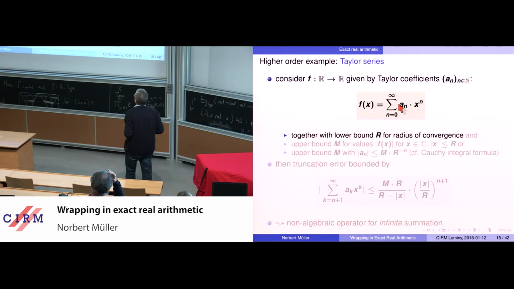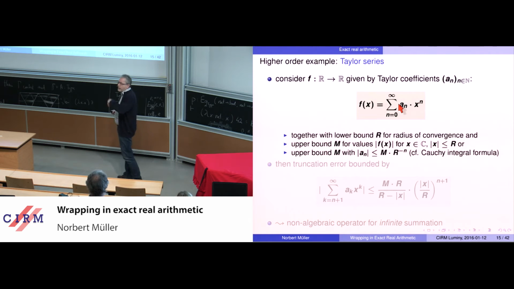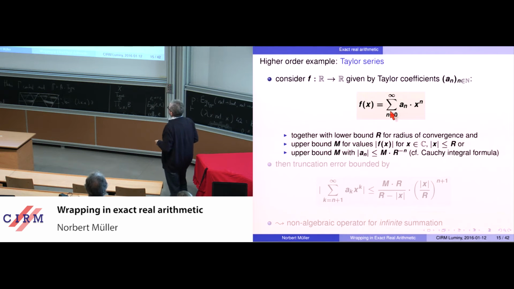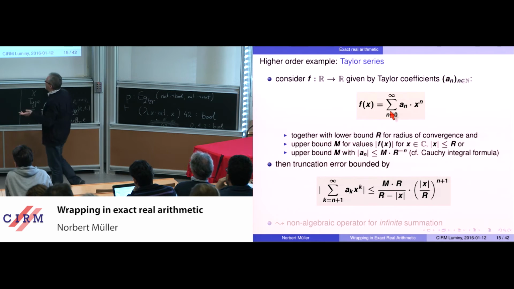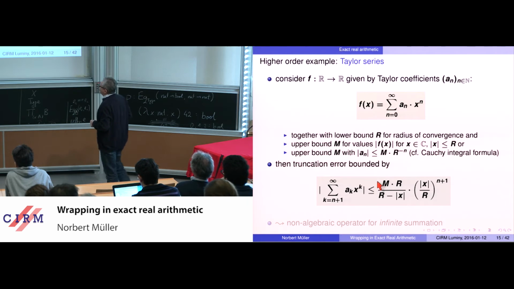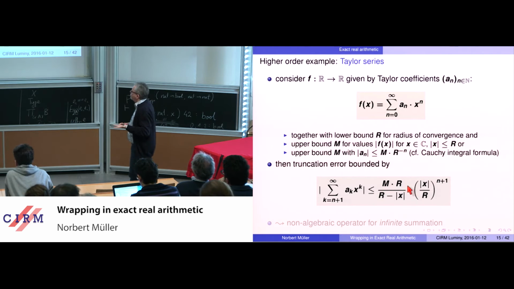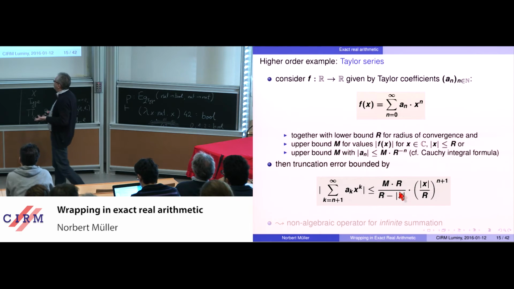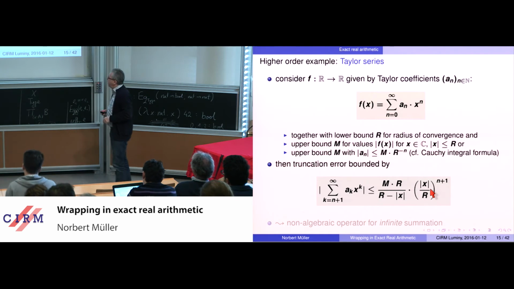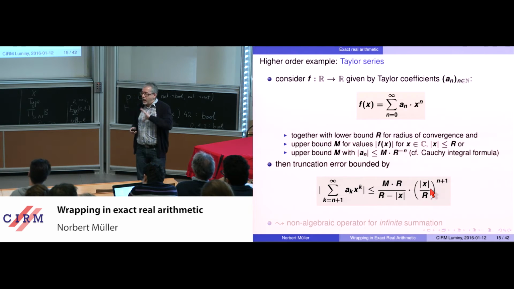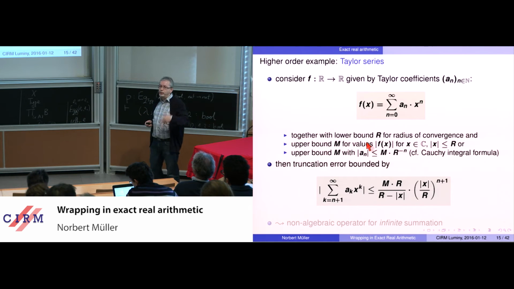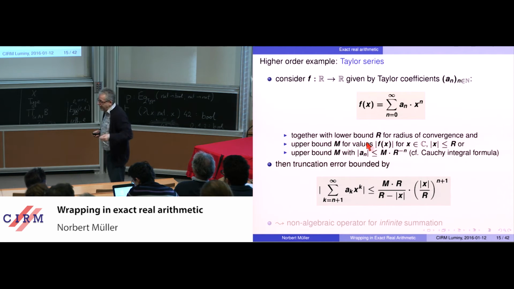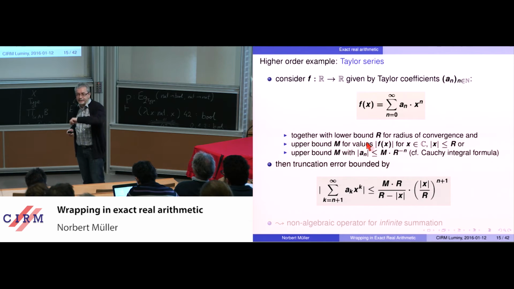We need information about the radius of convergence and some upper bound on the area of convergence, on the disk of convergence in a certain way. Then we can compute a little bit and we get nice truncation error bounds, which are not too complicated. They just consist of this bound m, the lower bound for the radius r, the actual value x, and a little bit of computation around this. Which now allows us, if we have a, r, and m, to compute the sum function. Computing the sum is not the problem, but evaluating the sum, that's the problem.